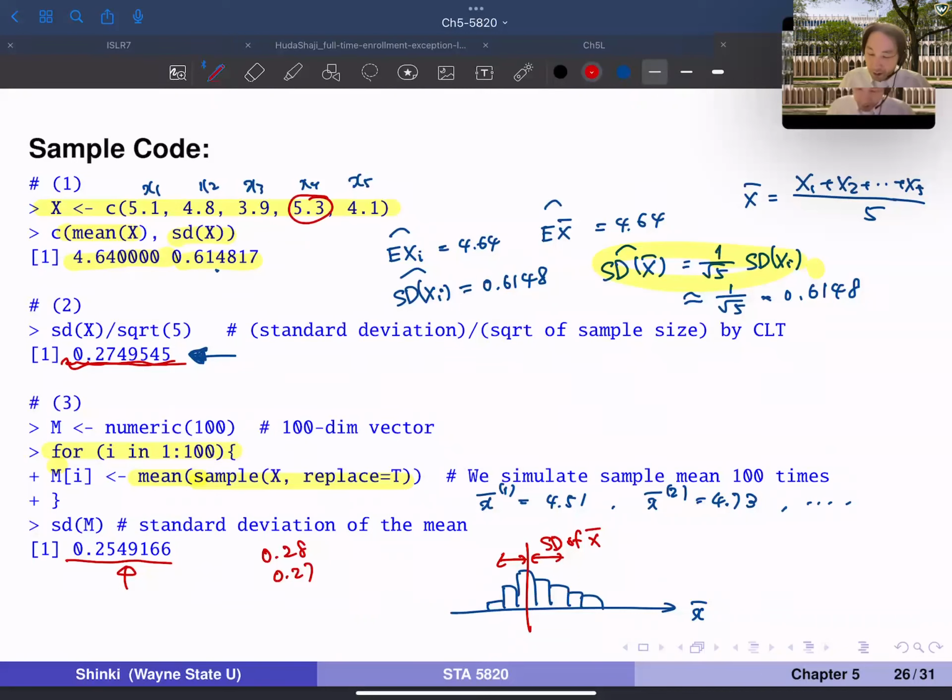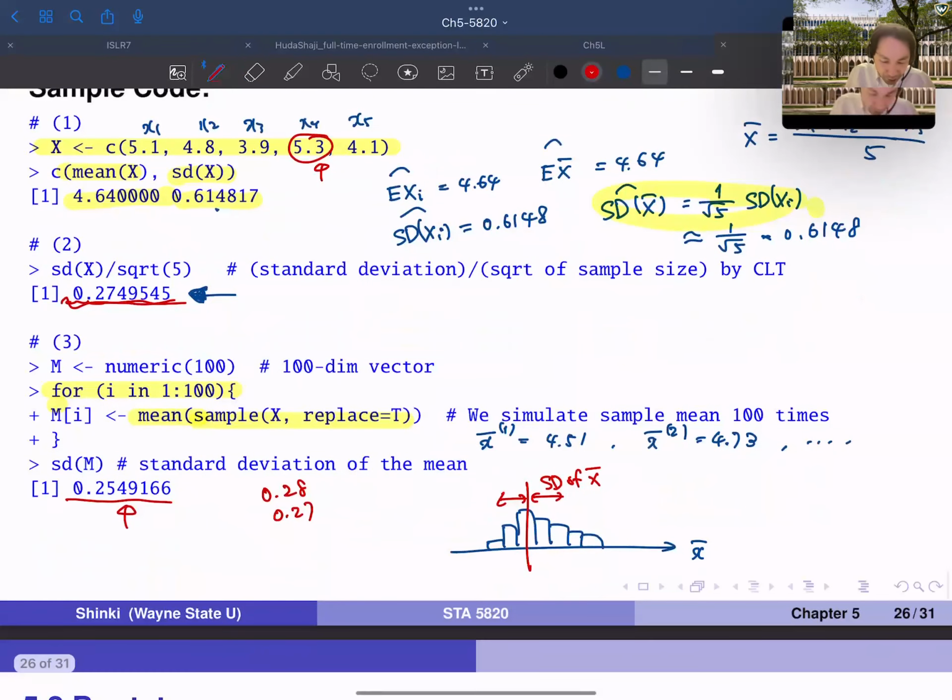standard deviation. In reality, if we observe more values, suppose these 5 are the weight of newborn babies in kilogram, then if we observe more values, actually we never have the same value. Maybe we get 5.4 or maybe 5.18, but we never observe exactly the same value multiple times. So that underestimates the standard error of X bar.